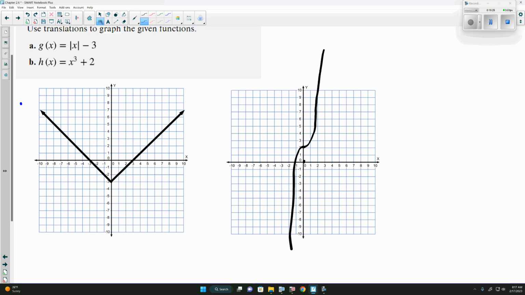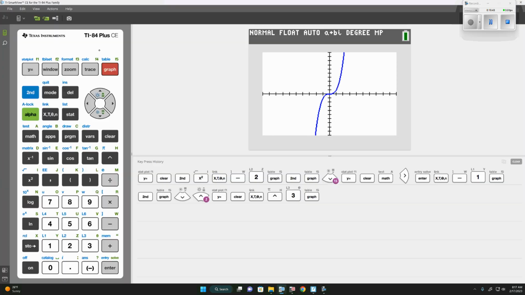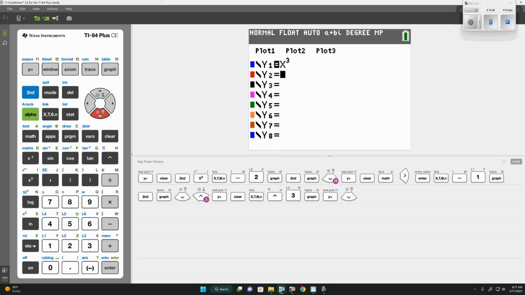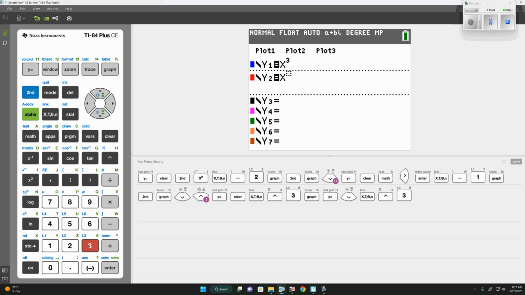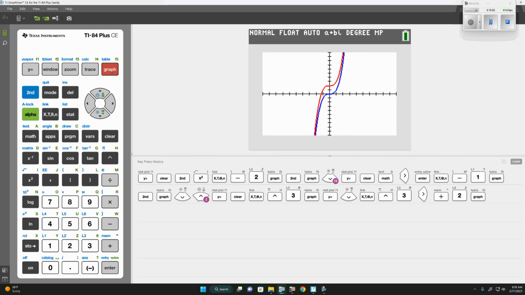When we add or subtract something outside of the function, so the absolute value function minus 3, or x cubed plus 2, we're applying that transformation to the y values. Even if we're just given points and not a function, we add something to it, we're just moving the y values up or down. If we look at the graphing calculator, so we have x cubed there, x cubed plus 2, graph. Notice that every single y value just got moved up 2.